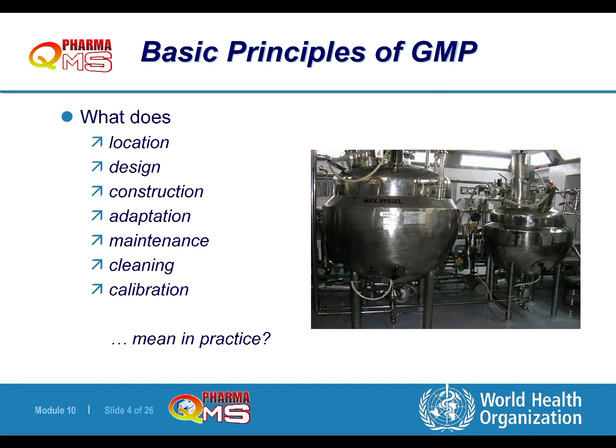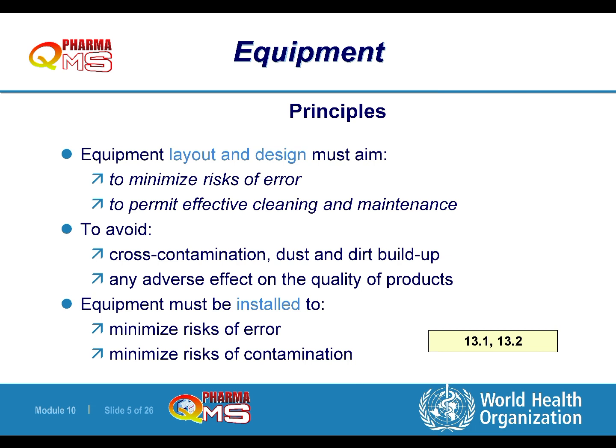What does location, design, construction, adaptation, maintenance, cleaning, calibration mean in practice? Principles: equipment layout and design must aim to minimize risks of error, to permit effective cleaning and maintenance, to avoid cross-contamination, dust and dirt build-up, any adverse effect on the quality of product. Equipment must be installed to minimize risks of error, minimize risks of contamination.